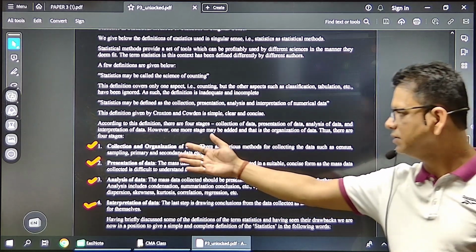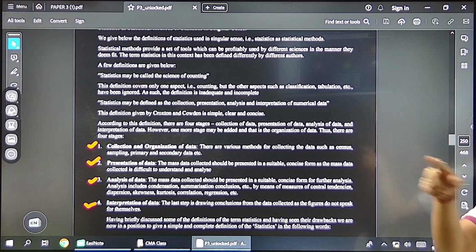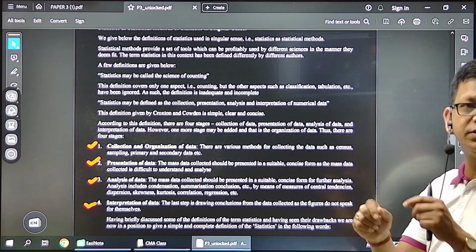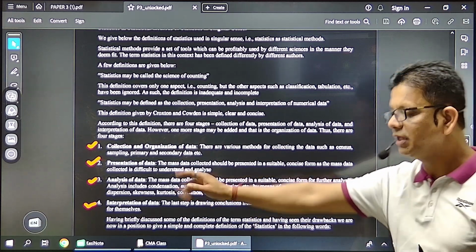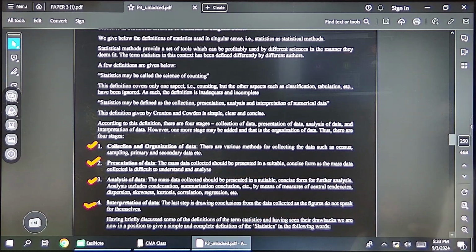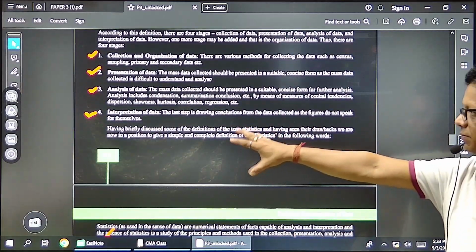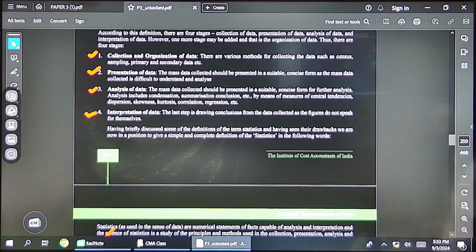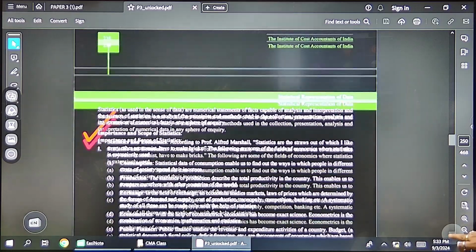How is data collected? What is the presentation of data? Presentation means we make a table, yes or no? Tabular form. We call it a tally marks table, a frequency distribution table. Analysis of data means data can be compared. Then interpretation. I'll do some of the interpretation here, so data can be read out. That is called interpretation. All these you have already done in schooling.